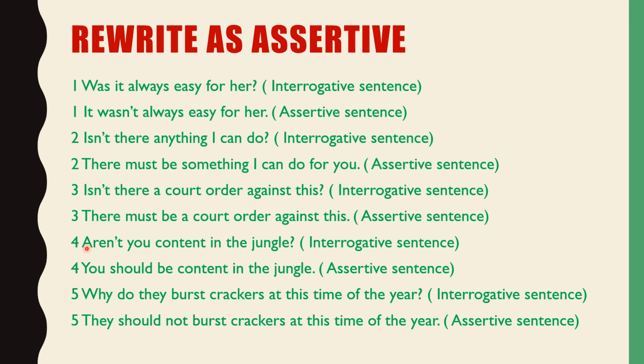The fourth example, aren't you content in the jungle? Interrogative sentence. The answer is, you should be content in the jungle. This is an assertive sentence. The fifth example, why do they burst crackers at this time of the year? Interrogative sentence. The answer is, they should not burst crackers at this time of the year. That's an assertive sentence.